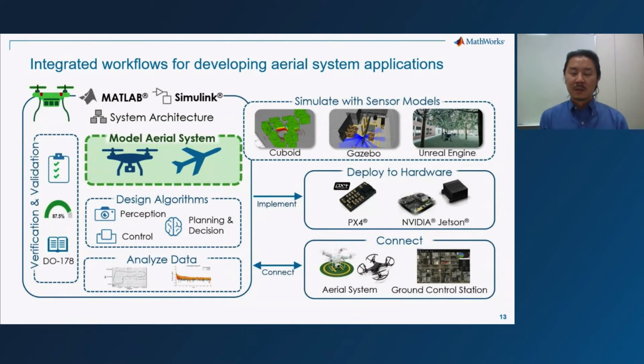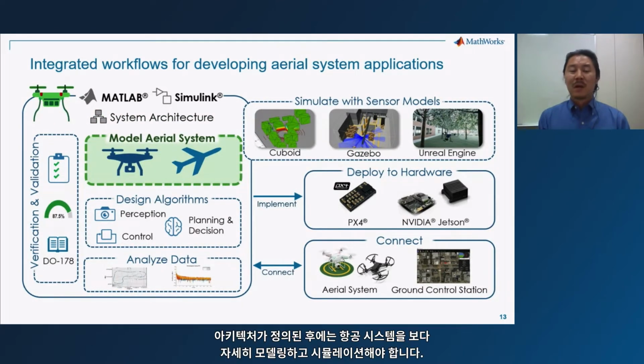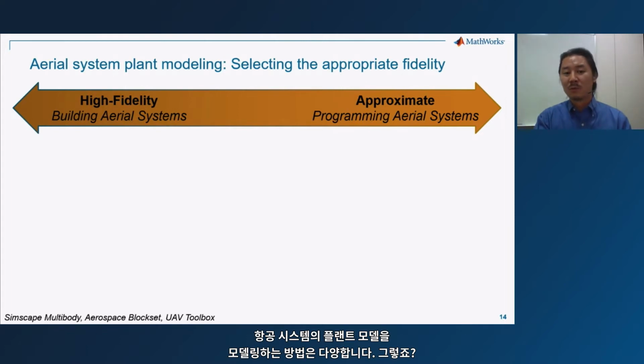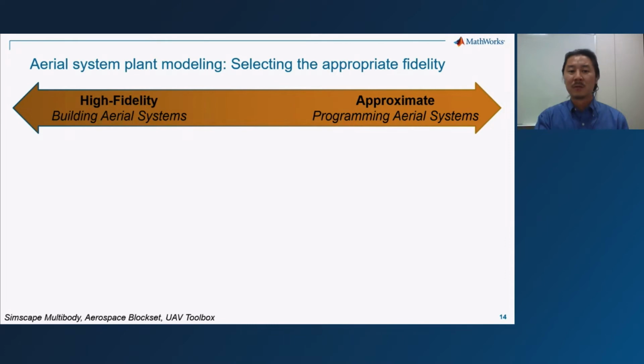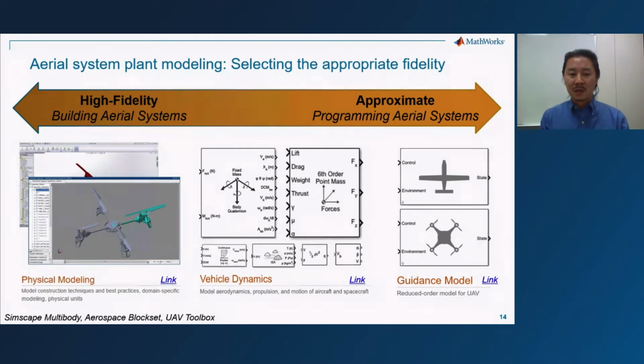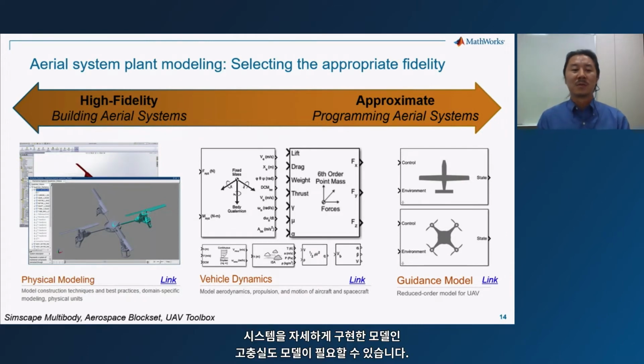Okay. So moving on, after the architecture is defined, you would want to model and simulate your aerial systems in more detail. Right? So this really starts off with plant modeling and control design. And as far as plant modeling goes, there are different methods to model your aerial system plant model, right? So the key point here is to select the plant modeling methodology that is most applicable to your task at hand. If building new aerial systems, you most likely need a detailed model of the system, which is the high fidelity model.